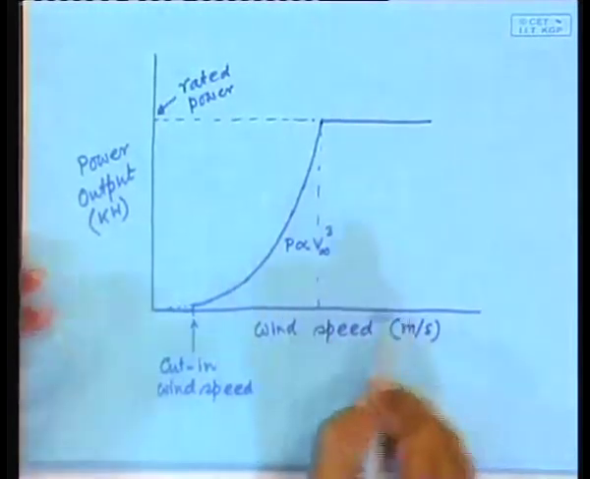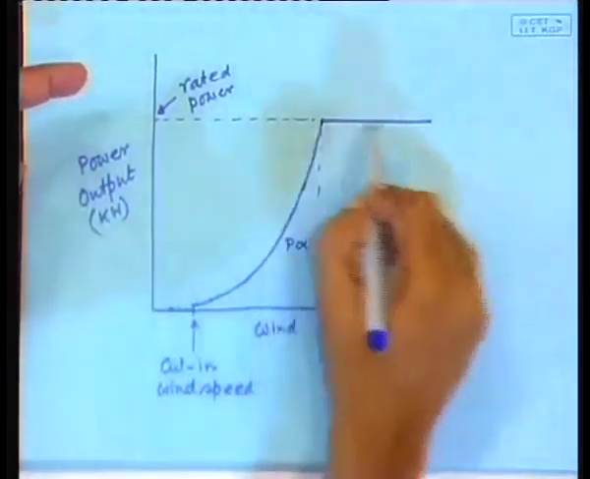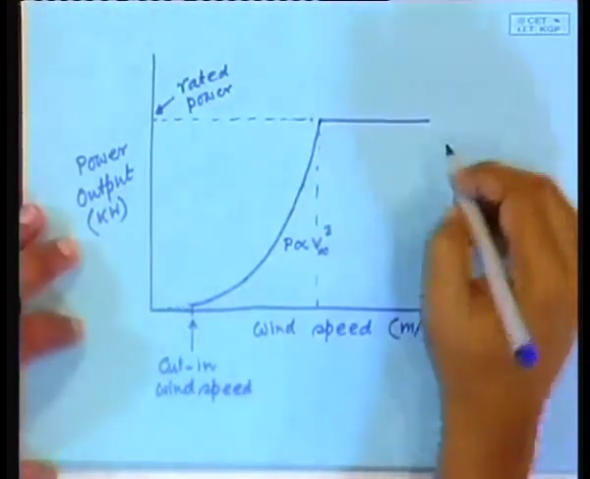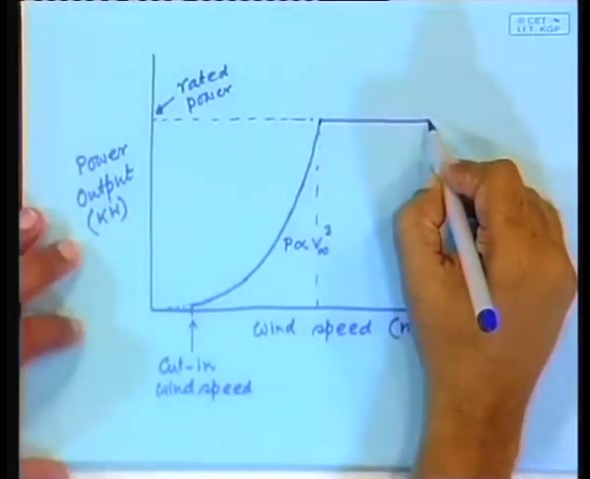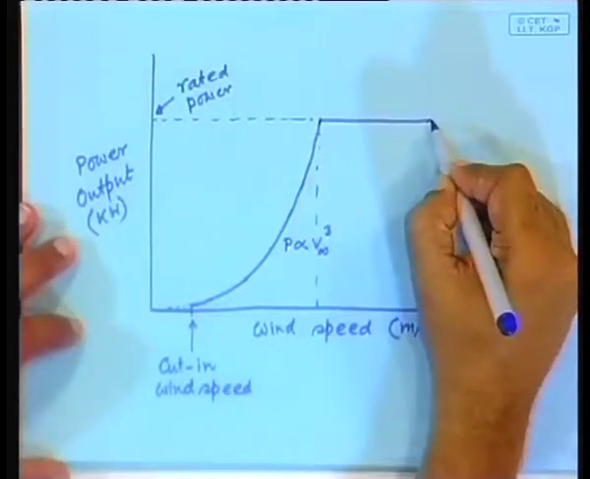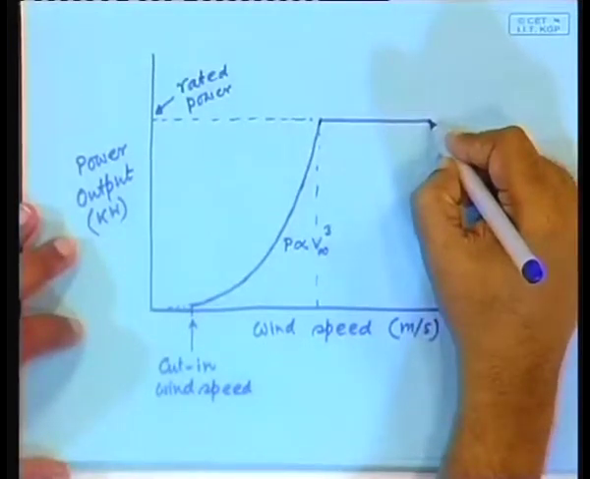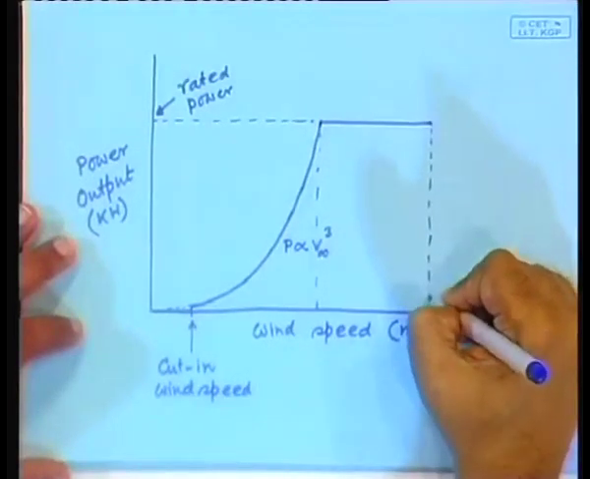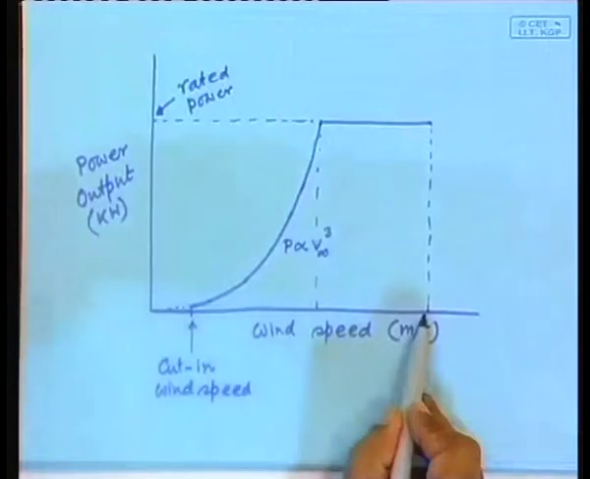Even if the wind speed increases, the power does not increase, and it becomes level at the rated power output till a certain wind speed, and at this particular wind speed, the wind speed is now too high for the protection of the wind turbine itself.